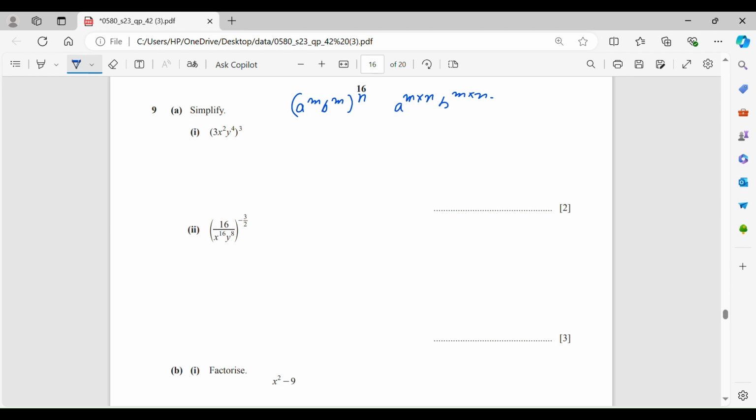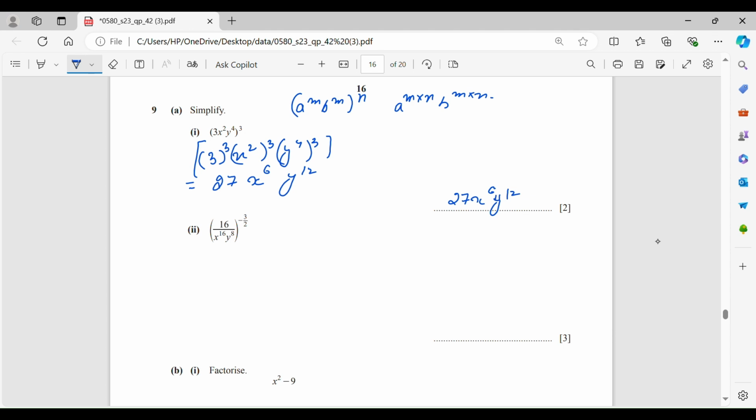So it is 3 raised to the power 3, x raised to the power 2, y raised to the power 4, all raised to the power 3, right? So 3 cubed is 27, x to the 3 into 2 is x raised to the power 6, y raised to the power 12. So our answer is 27x⁶y¹², right?